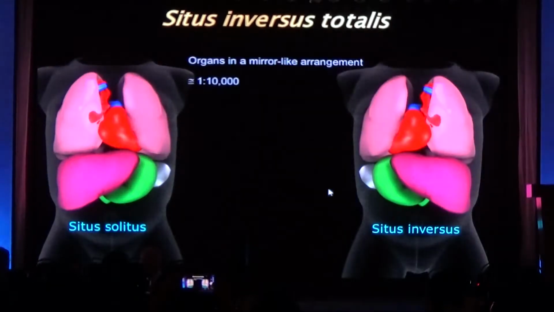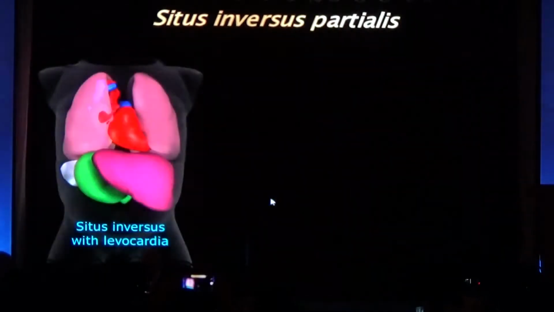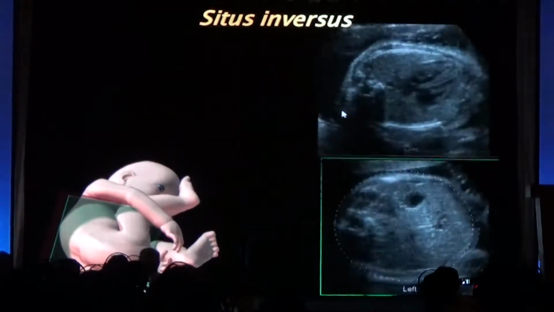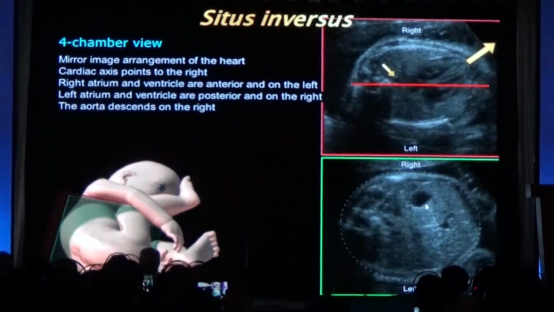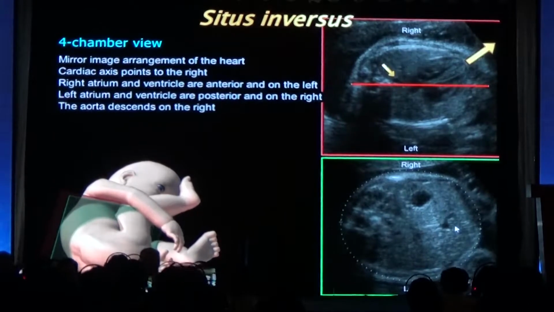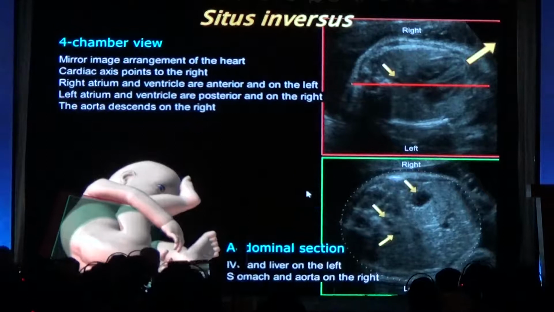Now, in situs inversus, let me show you just some images. This is the typical image. You have the apex of the heart and stomach that are both on the right side of the baby instead of being on the left side of the baby.